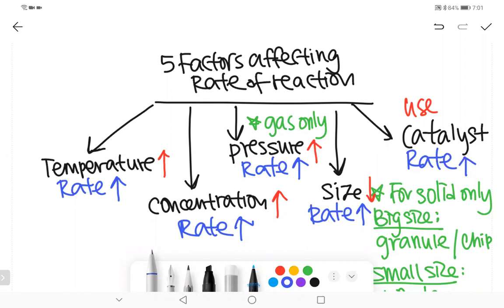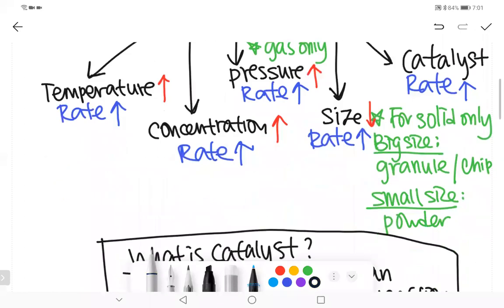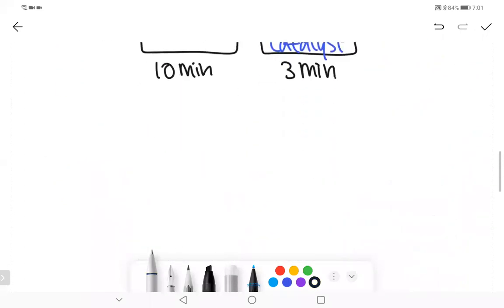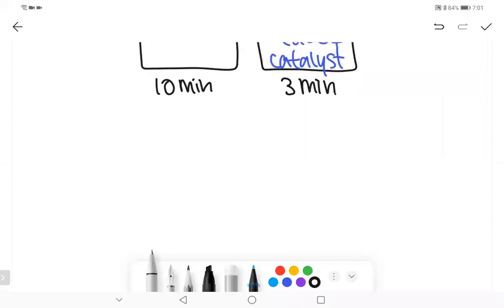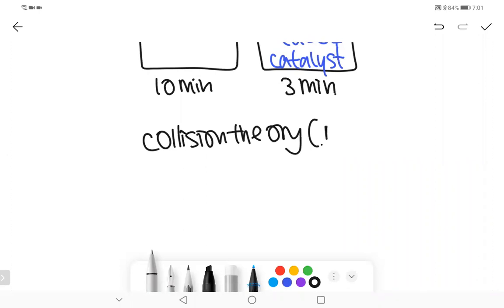Now we already understand the 5 factors which can affect the rate of reaction. Now we will learn the most important thing in this chapter. The most important thing in this chapter is called collision theory. Collision theory is the most important subtopic.